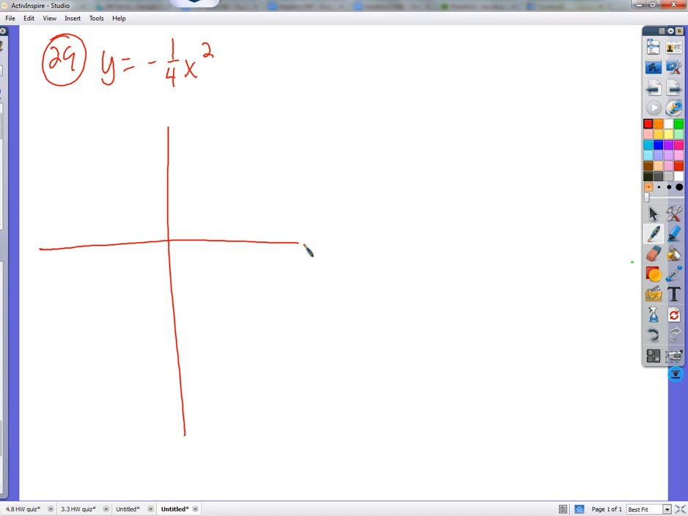This is one of the early examples of a quadratic equation, one of the early examples of a quadratic parabola. We start with y equals x squared. It produces a graph like this: 0, 0, 1, 2, 4, 3, 9. And it's symmetrical.